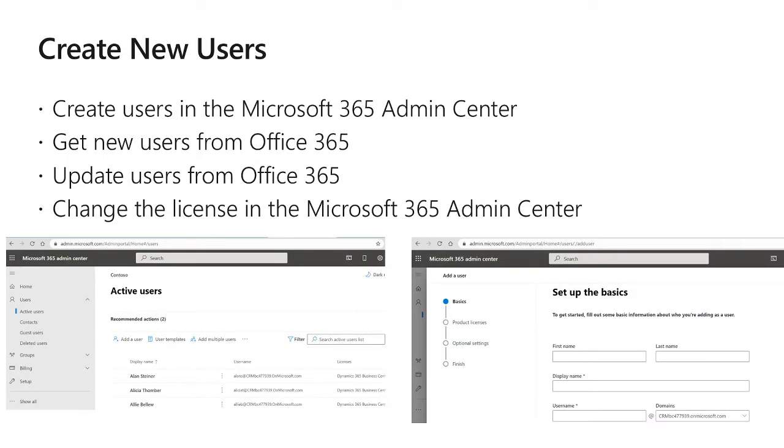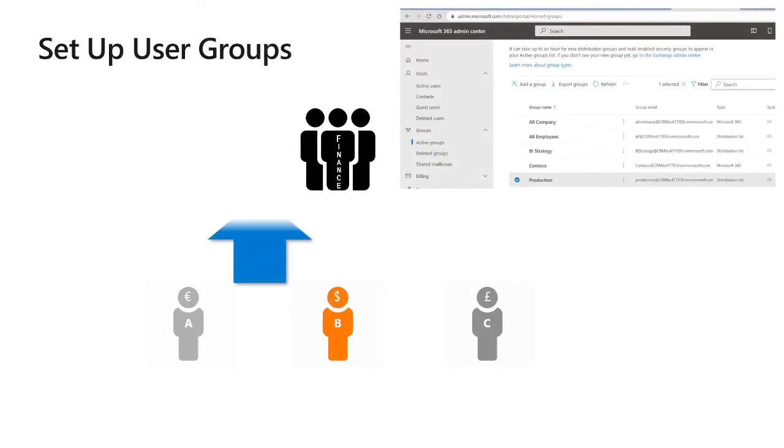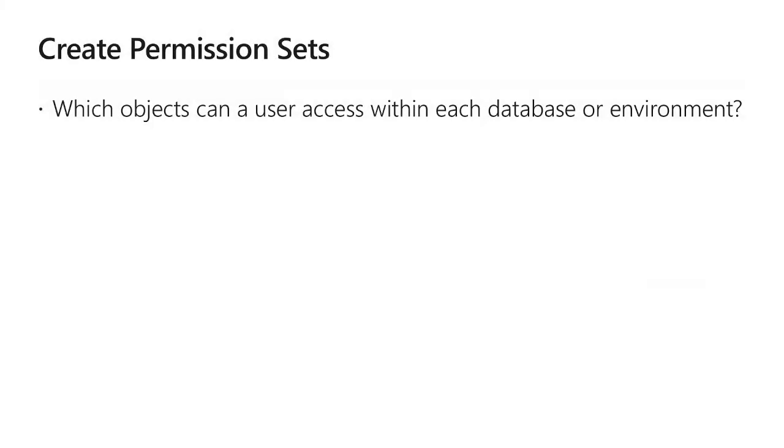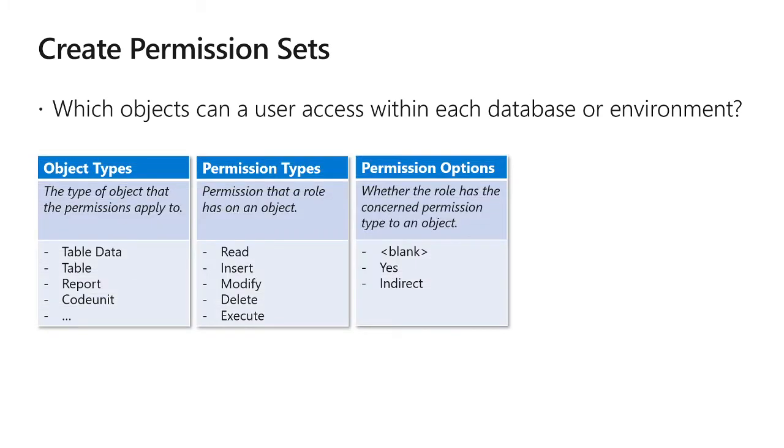We saw how to create new user groups and existing user groups. We saw that we can set up permission groups at the user group level also. Which objects can a user access? So permission sets have object type, then permission type, then permission options. Object types are like table data, table, report, codeunit. Permission types are read, insert, modify, delete, execute, and permission options are blank, yes, and indirect.